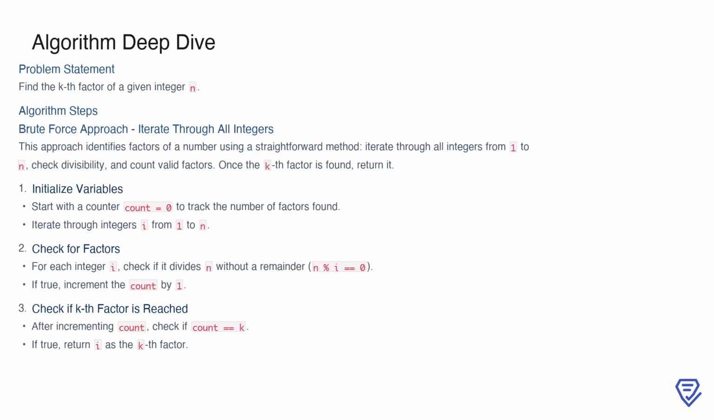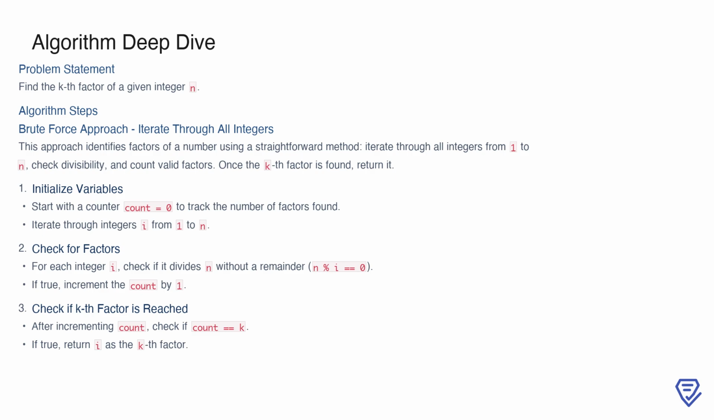To begin, the problem asks us to find the kth factor of a given integer n. Simply put, a factor of n is any integer that divides n without leaving a remainder. The goal is to determine the kth smallest factor of n in ascending order. The brute force approach to solve this problem is straightforward: iterate through all integers from 1 to n, check which ones divide n without a remainder, and count these valid factors. When the count reaches k, we return the current number as the kth factor.